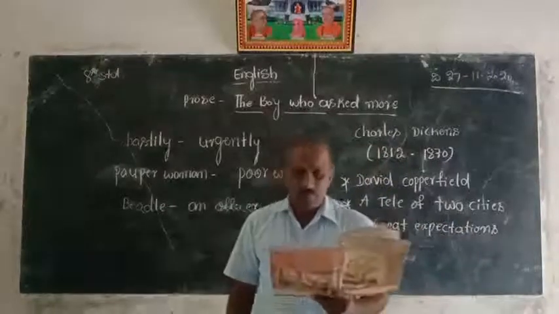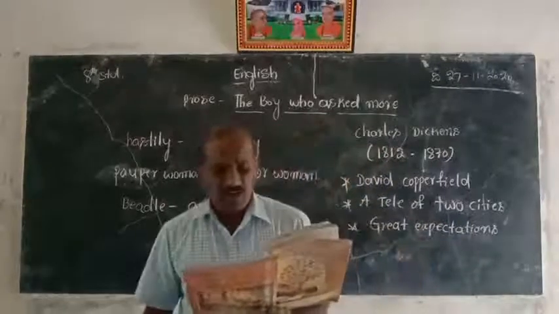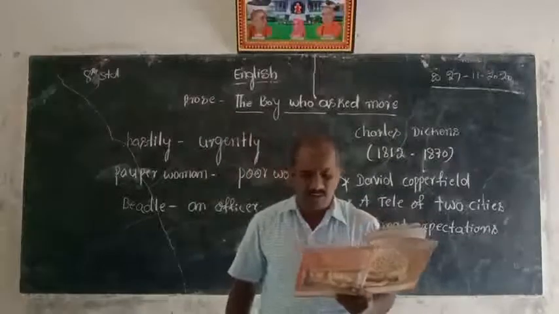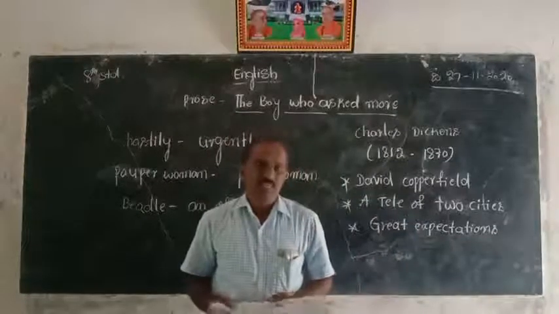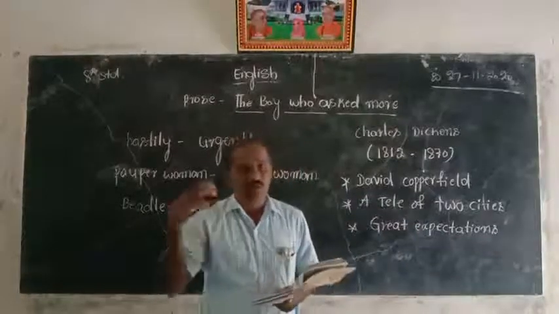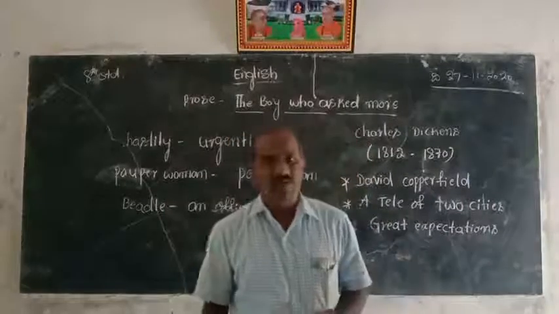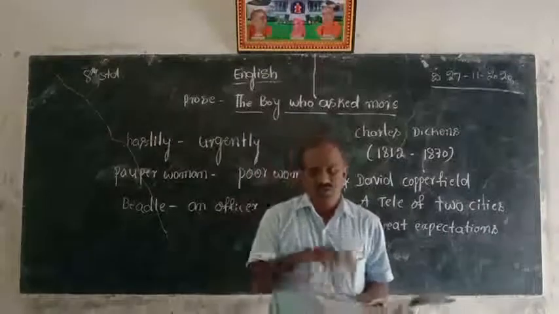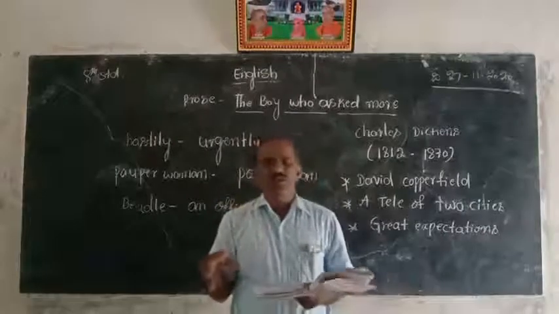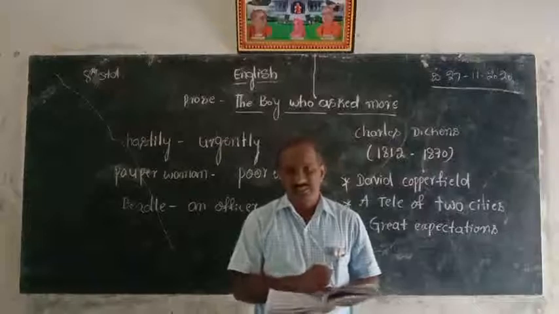So here, Mr. Bumble had full authority over the people of that poor house. He had all the power in that poor house. He was the head of that poor house. The members who were there had to obey his orders.